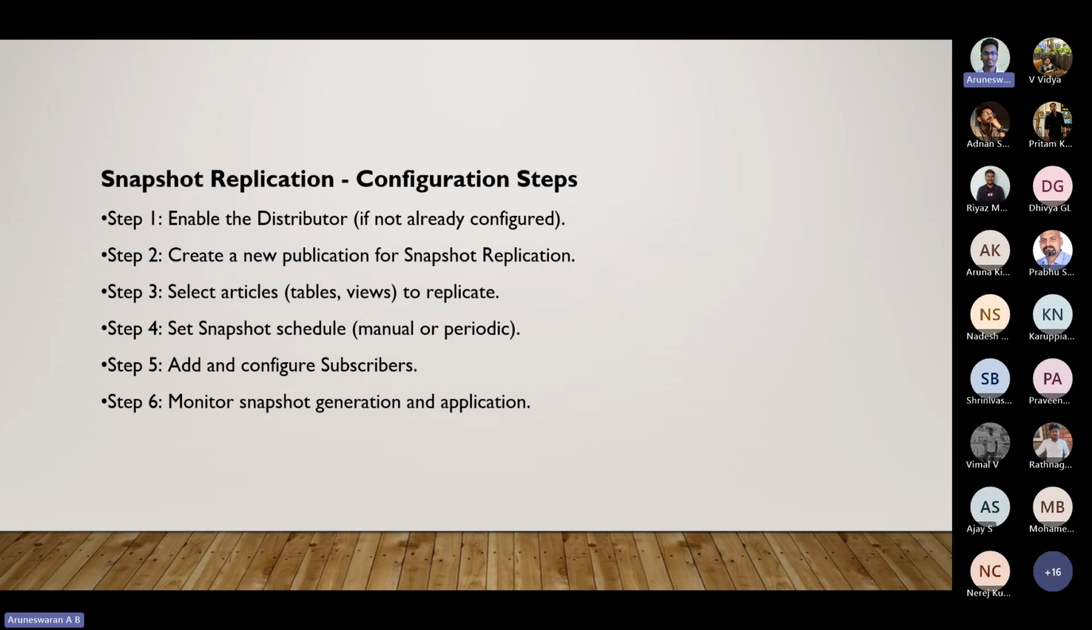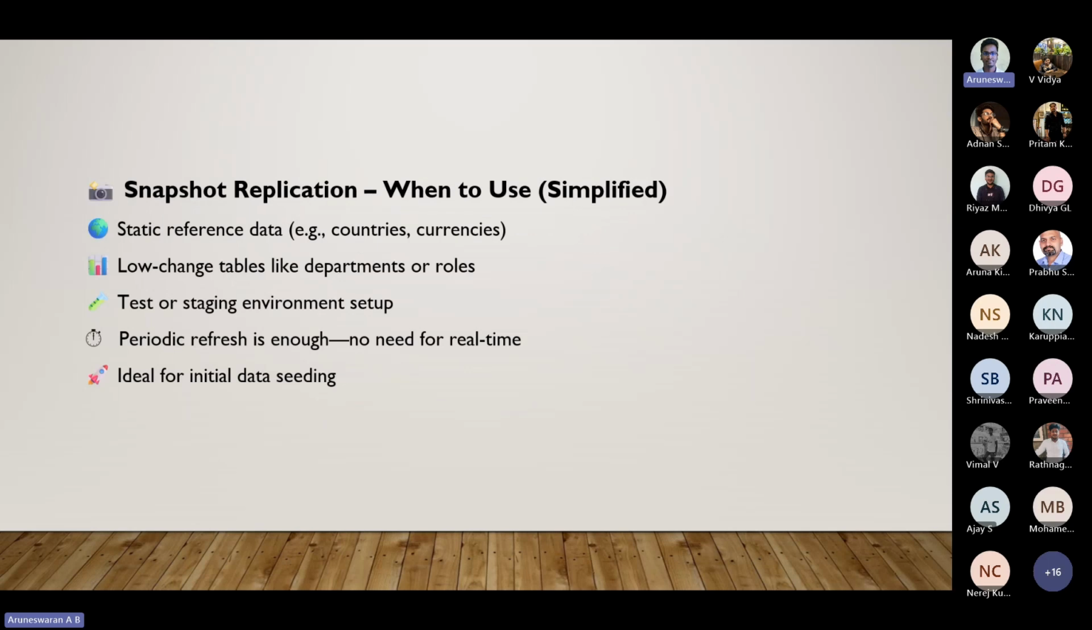Next, we need to configure the subscriber in my destination server. And step 6 is monitoring the snapshot generation and application. We need to monitor whether whatever we configured in the database is working properly or not. That we need to set in this snapshot generation. For snapshot replication, I will give a demo at the end of this section.